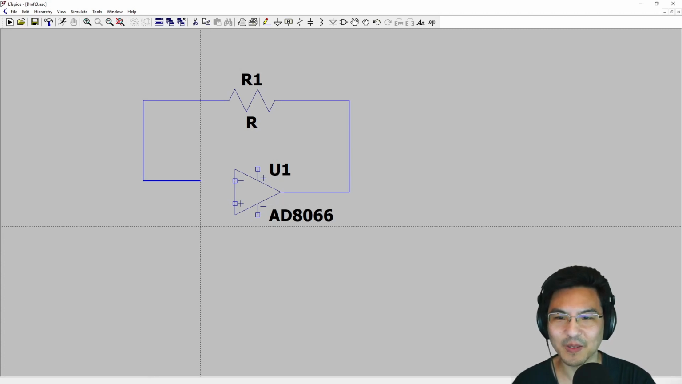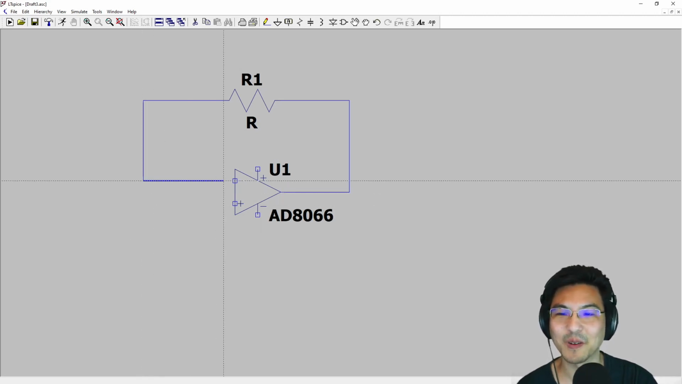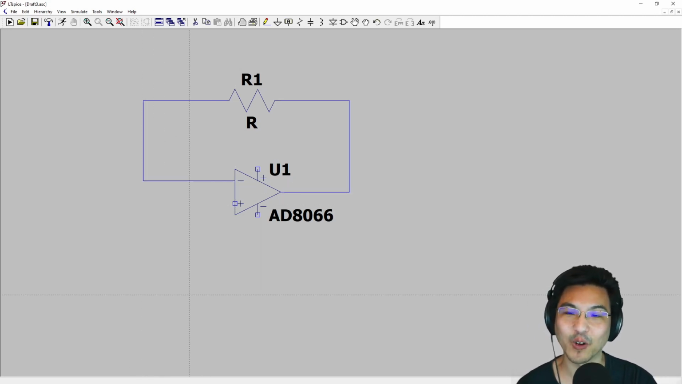Which input? The minus or the plus? Just think to yourself, you're trying to subtract out some kind of error. That's kind of a mnemonic device to remember: subtract some kind of error. So the feedback goes to the minus, the inverting input.